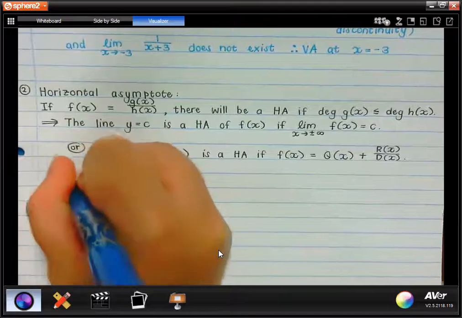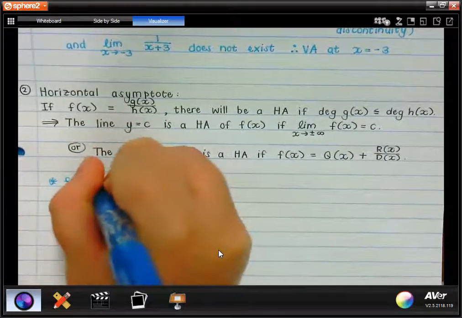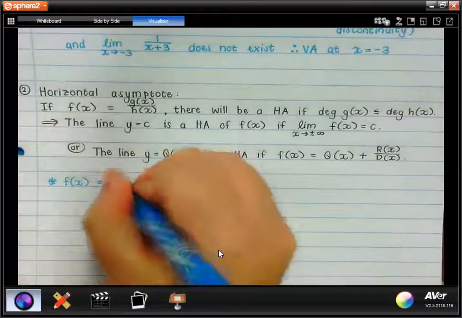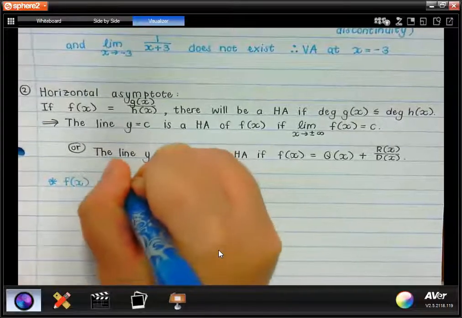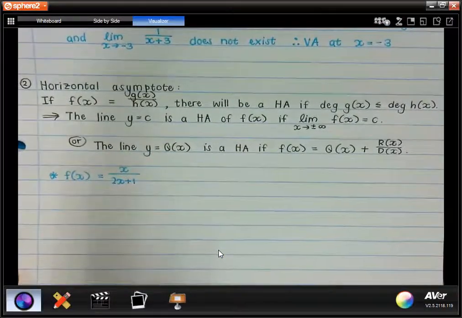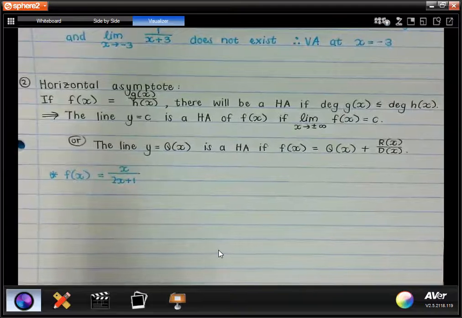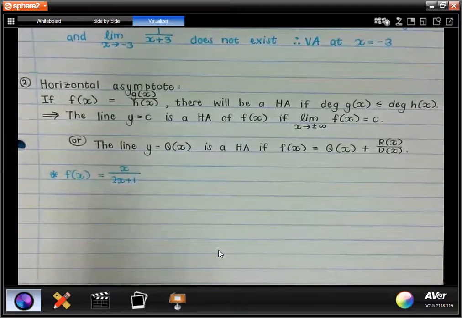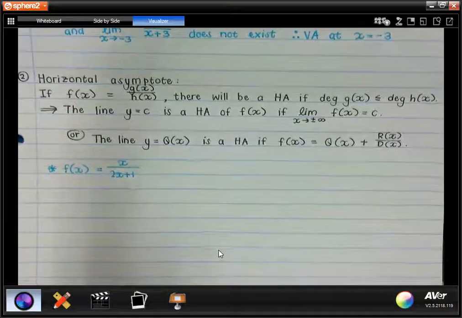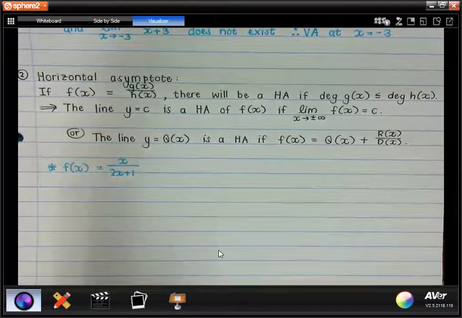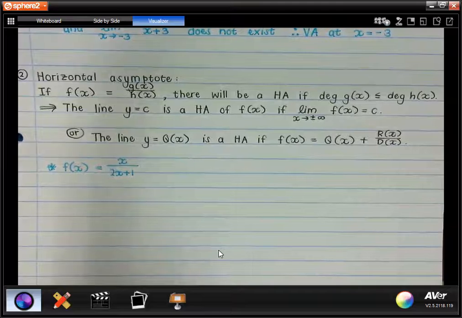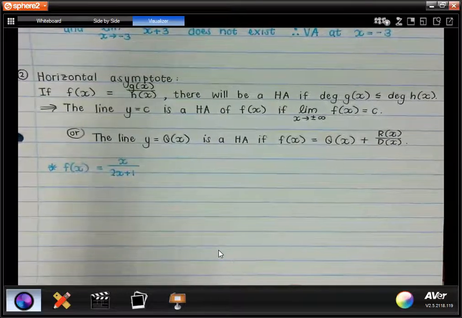If we have f of x equal to x over 2x plus 1, and we're not going to worry about the vertical asymptote now, we're just discussing the horizontal. In this case, do we see that the degree of the numerator is the same as the degree of the denominator? So we know that definitely we are going to have a horizontal asymptote, not an oblique asymptote.